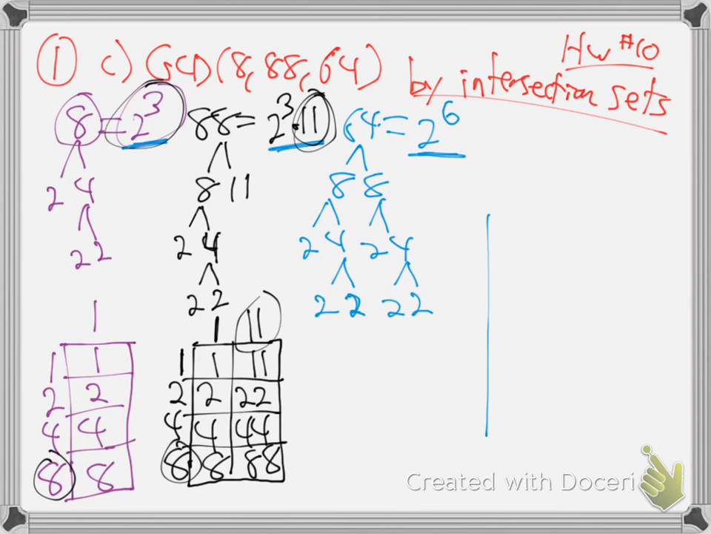Okay, now this one, start with 1 for the blue one, 64. We've only got 1 prime. 2 times 2 times 2 is 8, times 2 is 16, times 2 is 32, times 2 is 64.